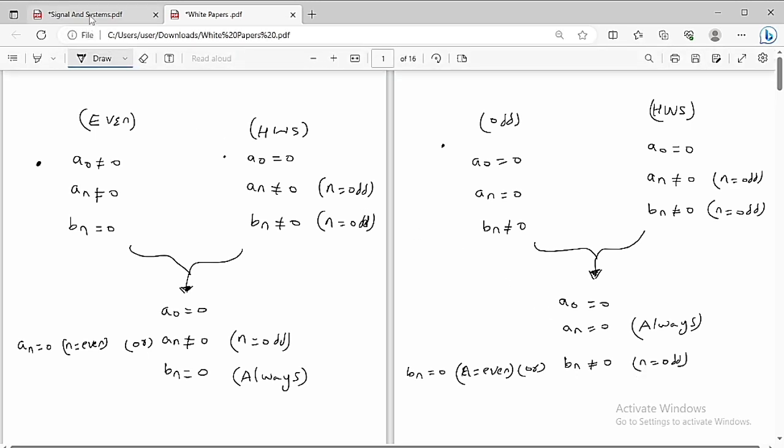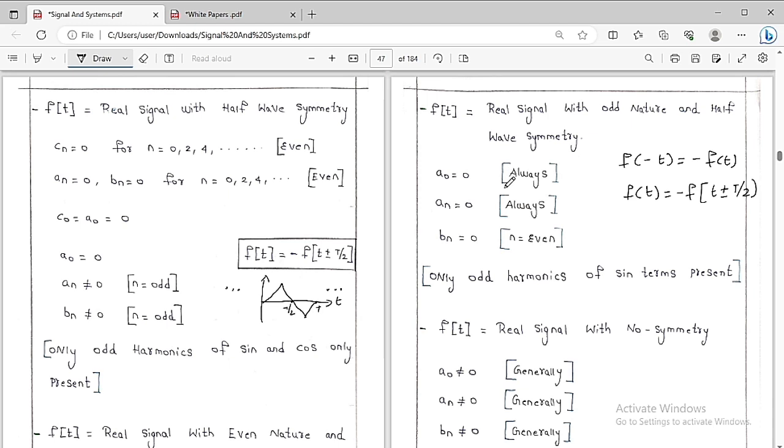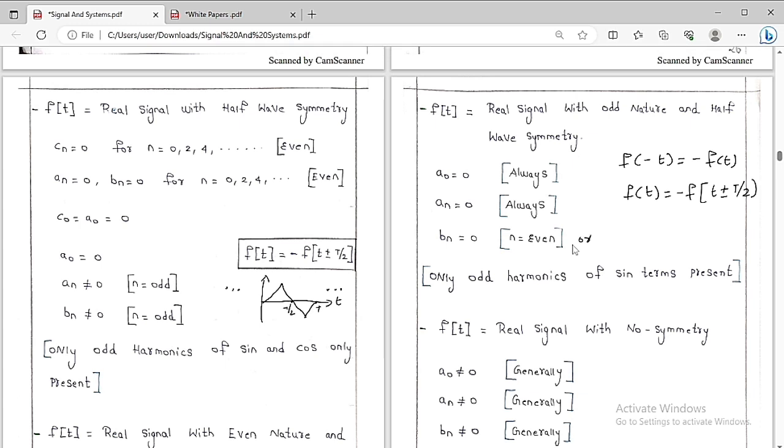So you can see clearly here. We can say a0 is equal to 0, I already told you, always, and an is equal to 0 always. bn is equal to 0 for even values of n, or we can also say bn is not equal to 0 for odd values of n. So bn is not equal to 0 for only odd values of n. Therefore only odd values of sine terms are going to be present. So this is what I have told you.